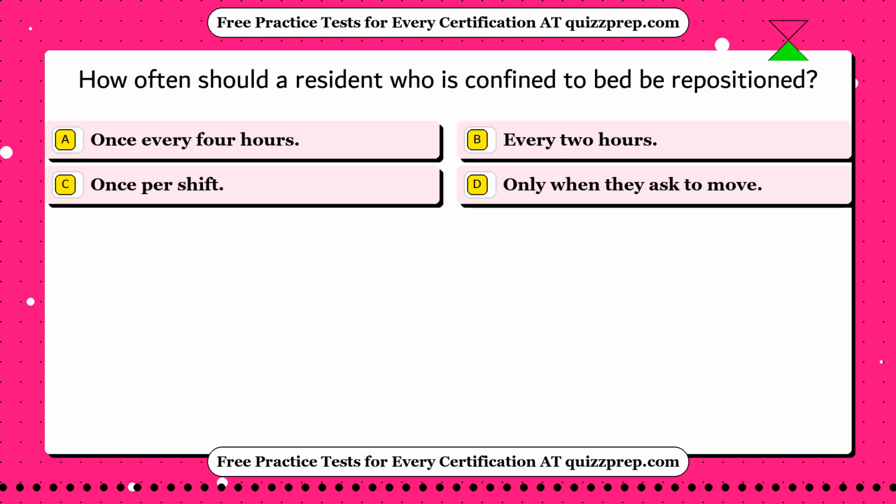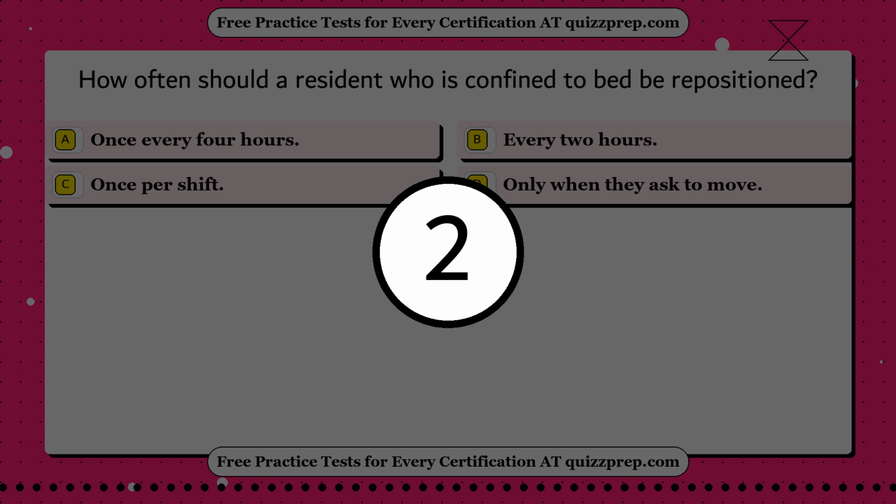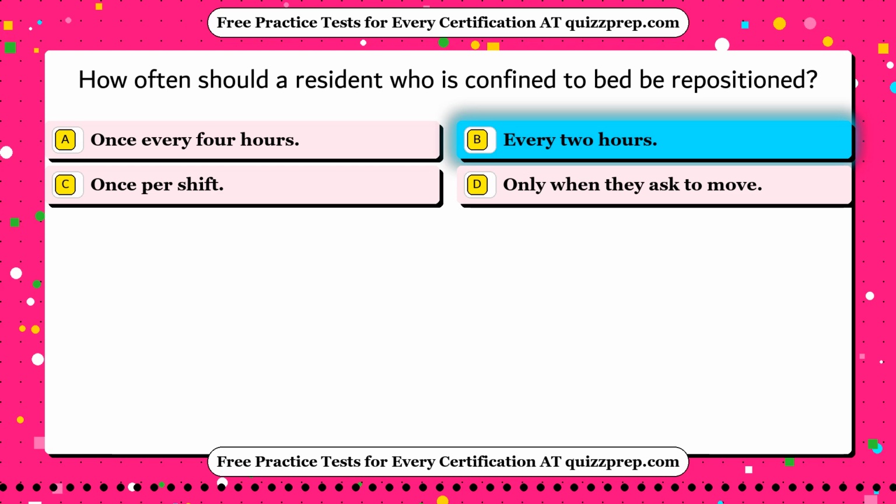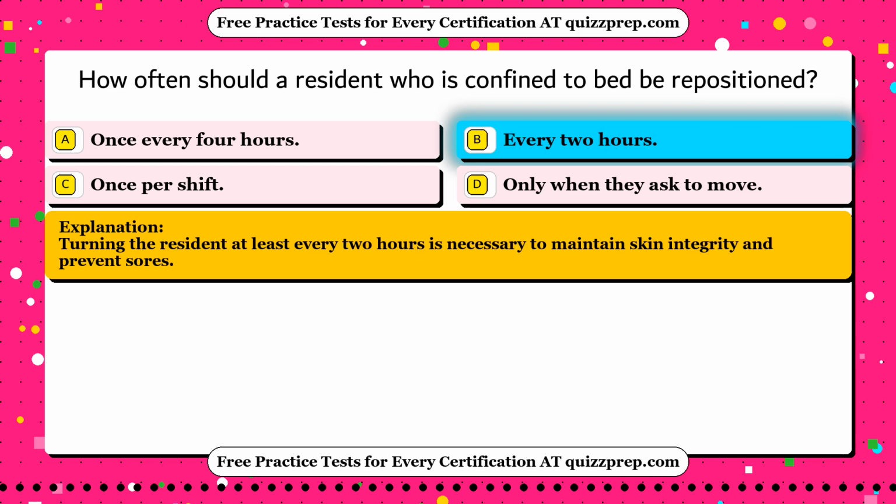Question 39. How often should a resident who is confined to bed be repositioned? Option A, once every 4 hours. Option B, every 2 hours. Option C, once per shift. Option D, only when they ask to move. The correct answer is option B, every 2 hours. Turning the resident at least every 2 hours is necessary to maintain skin integrity and prevent sores.